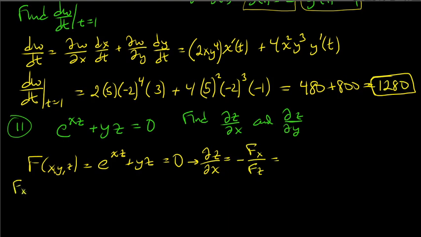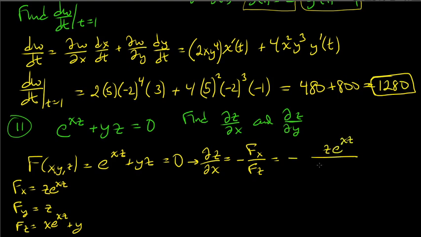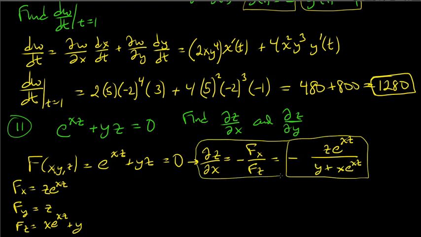So what are the partial derivatives? With respect to x, you're going to get z e to the xz. With respect to y, you're going to get z, I think. And with respect to z, you're going to get x e to the xz plus y. So here we're just going to get negative z e to the xz all over y plus x e to the xz. That's for the x partial derivative.